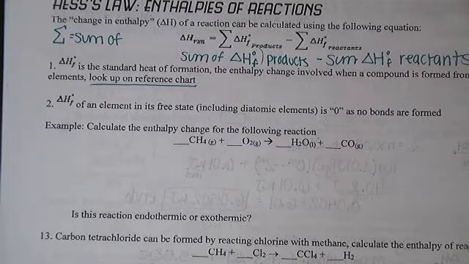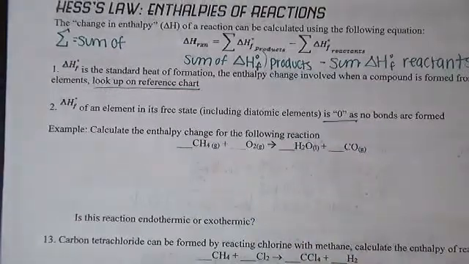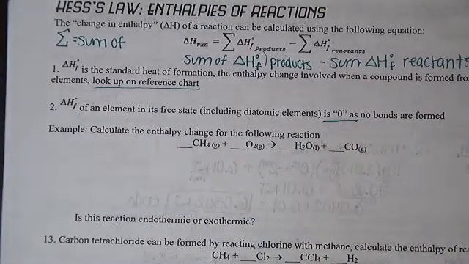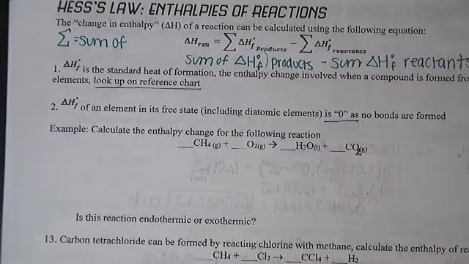Rule 2, delta H of an element in its free state, meaning the way it comes in room temperature form, so the way you would find it on the periodic table, including our diatomic elements, is 0. So anytime you see an element, it's going to be 0 in its standard state. Okay, so let's run through an example. In this example, we have the combustion of methane. CH4 plus O2 yields H2O, and this should be CO2 because it's a combustion problem.